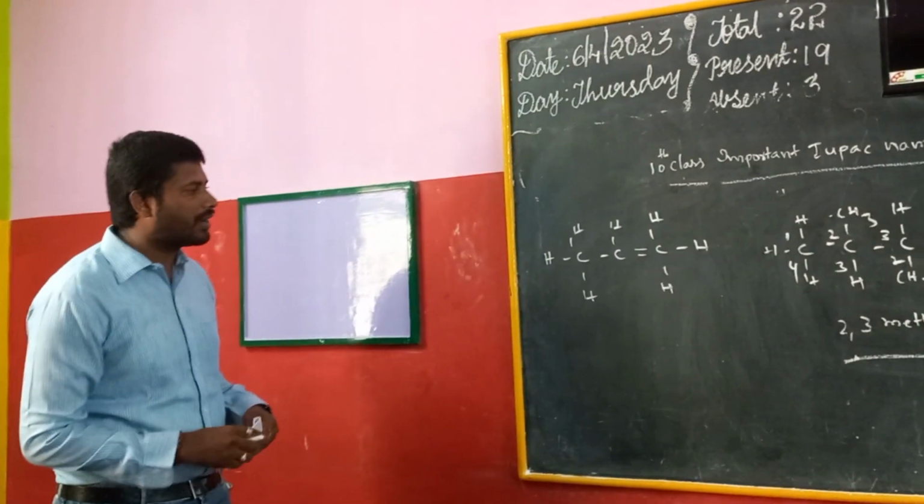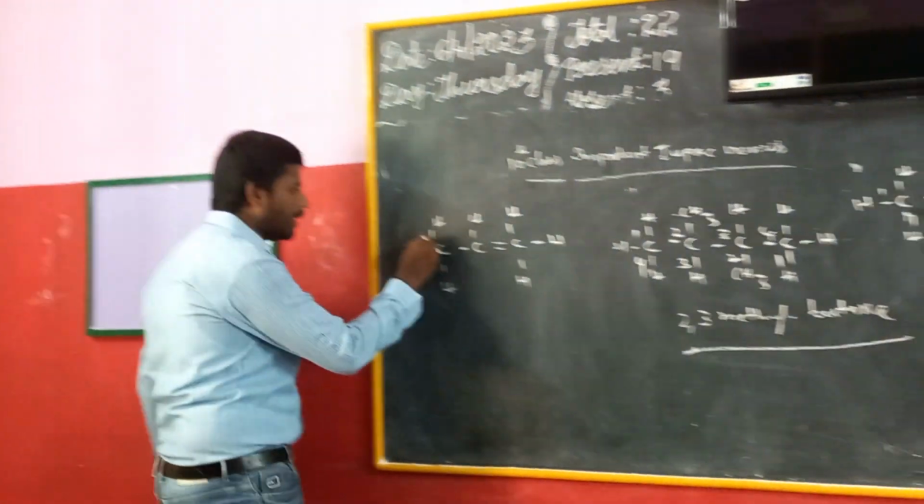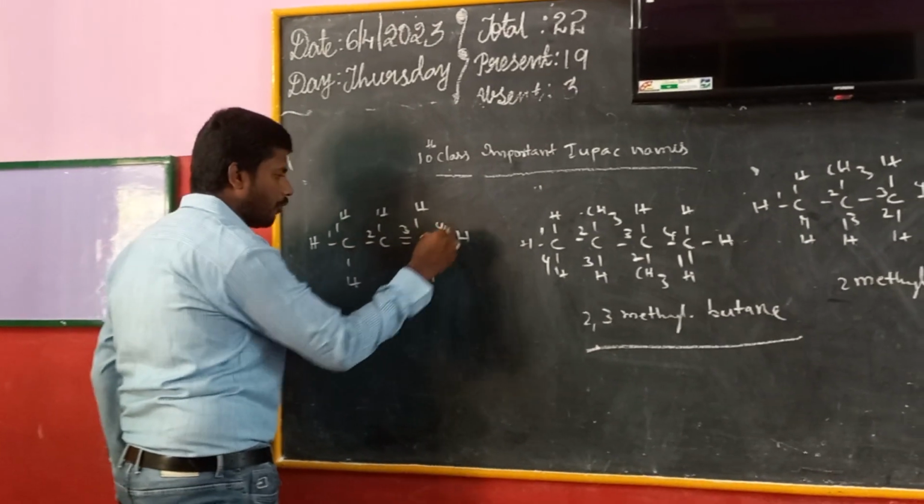This is the given carbon structure. Start your numbering. 1, 2, 3, 4.